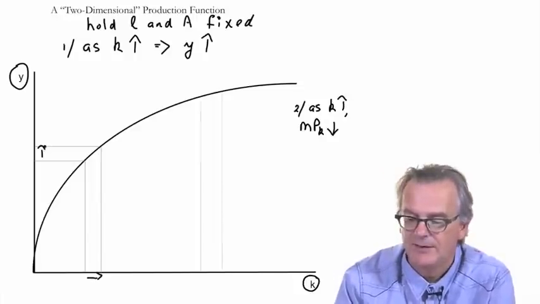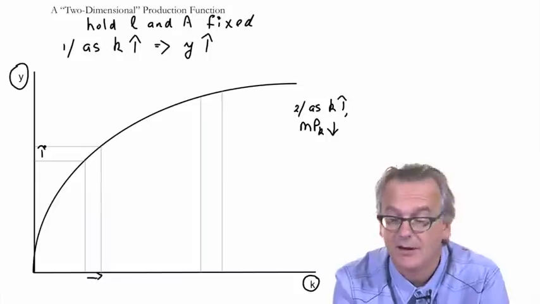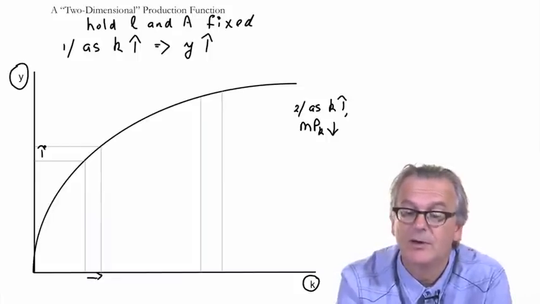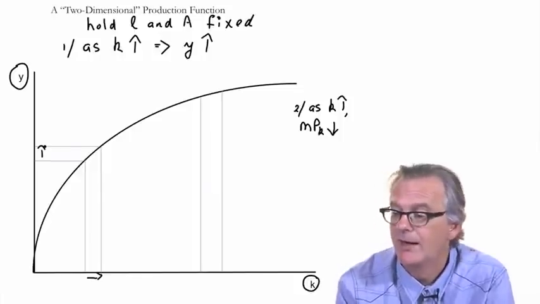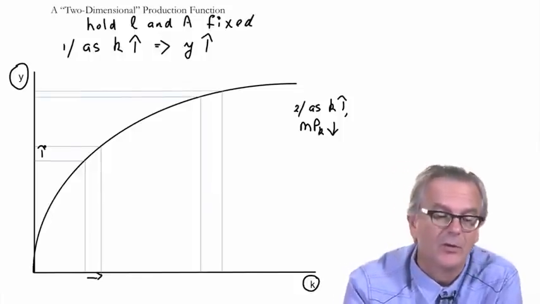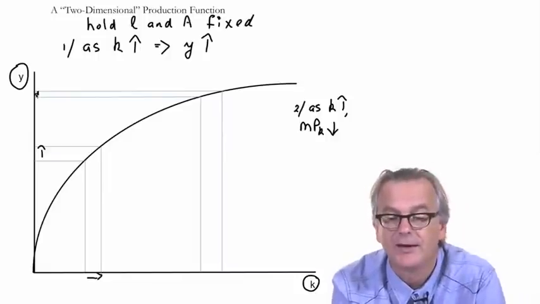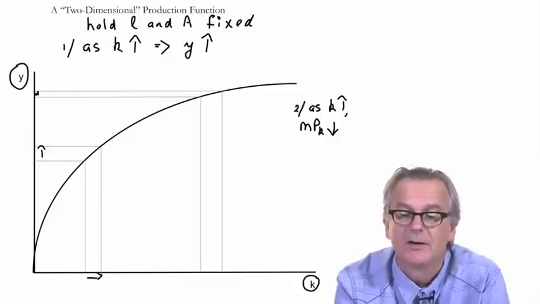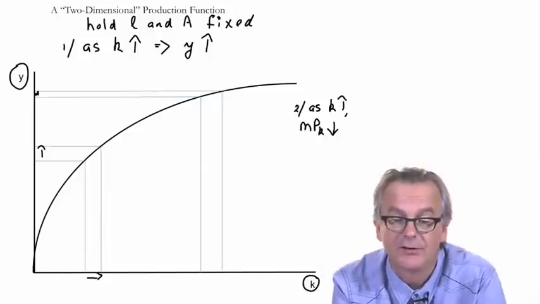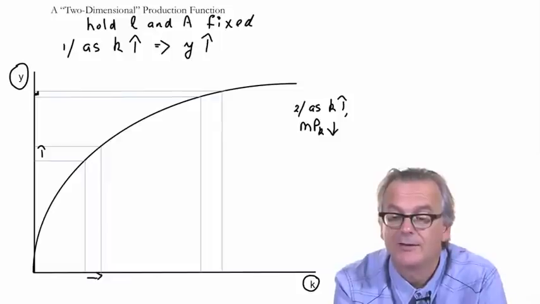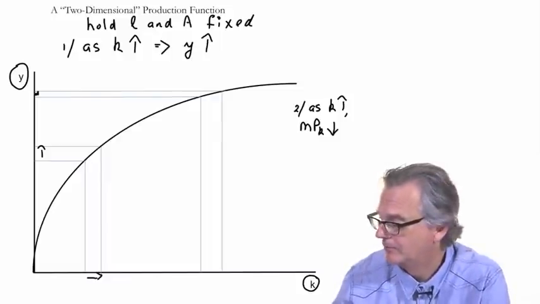If we repeat that experiment but down the right-hand side of the horizontal axis, where we start already with a high level of capital and add a bit more capital, well, you can see that the increase in output we get is much smaller. So it is the curved shape of the production function that is reflecting the diminishing marginal productivity of capital.